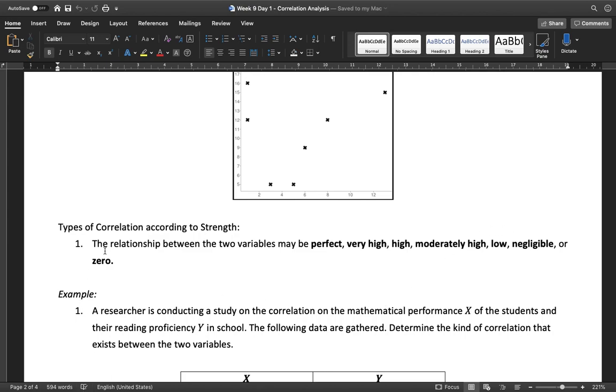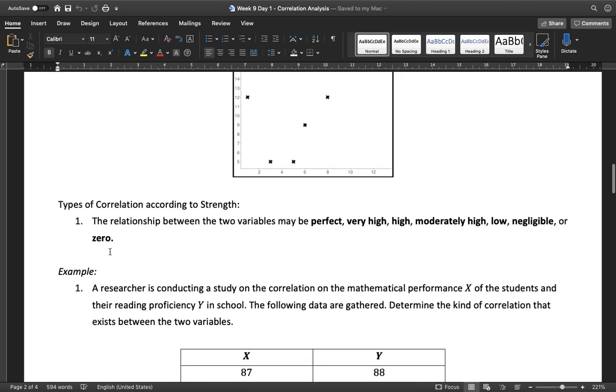But we'll focus on this on our next lesson, kasi sa next lesson naman natin, we'll be dealing with the Pearson product moment correlation. And importante kasi dun yung strength. So we'll focus our discussion na lang for the strength of correlation on our next video. Okay? Sige. Let's have an example.